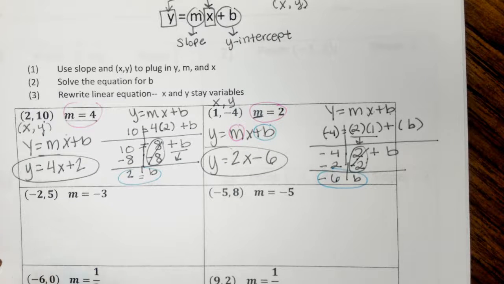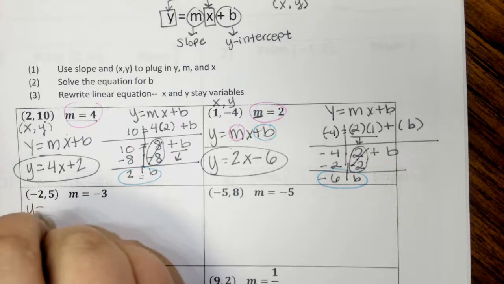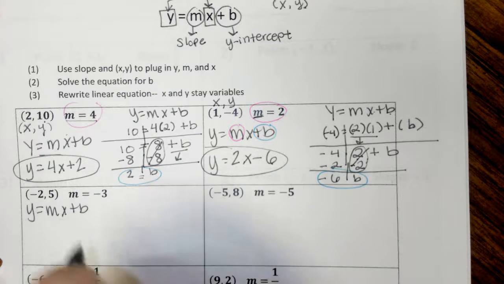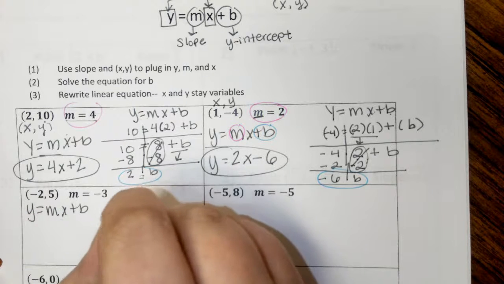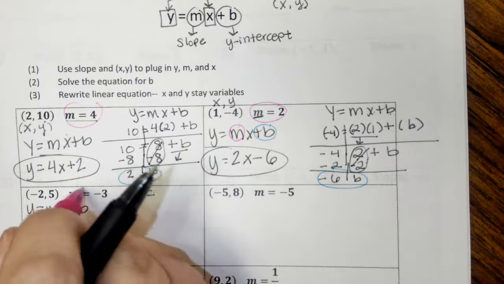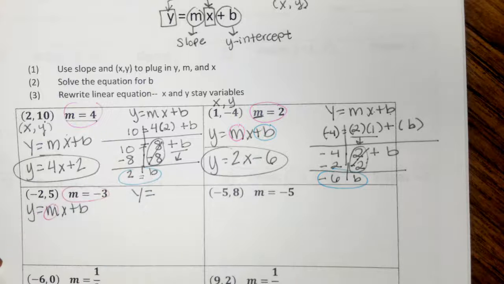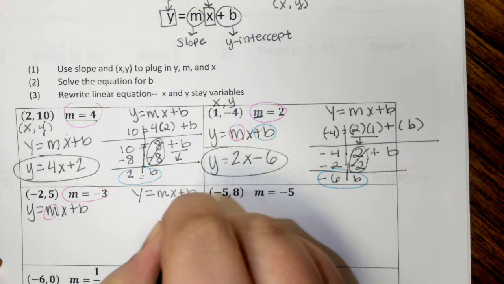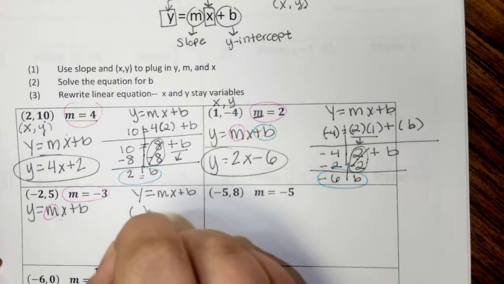Looking at the next example, our goal is to write y equals mx plus b. So we're going to have to find out what b is because we already know m. m is -3. But now I need to find out what b is. So I rewrite the equation y equals mx plus b, and I'm going to put bubbles everywhere I see a letter.